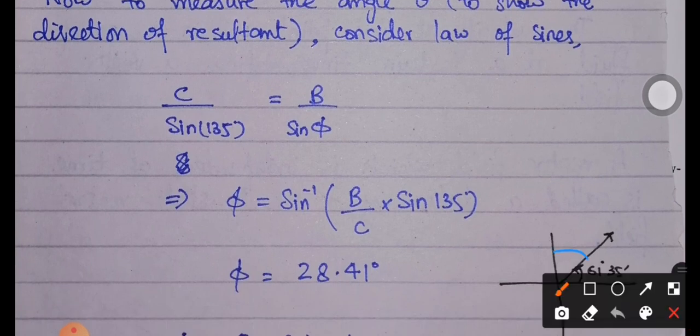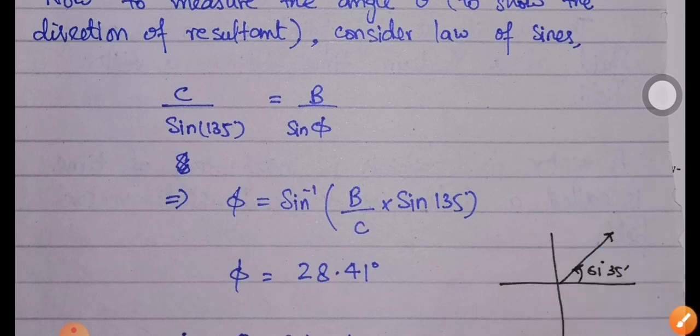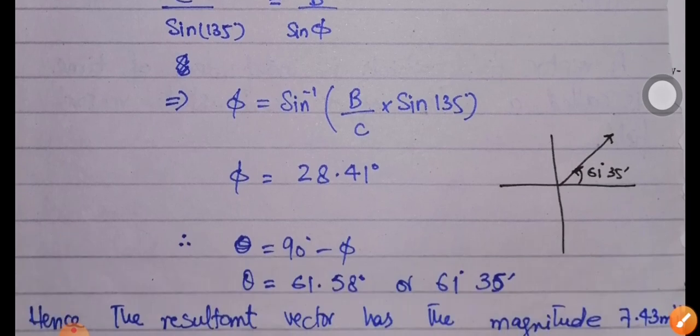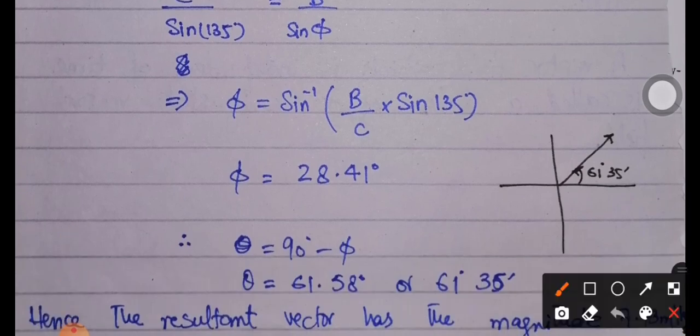So if this angle is 28.41, we can subtract this angle from 90 degrees in order to get the corresponding angle theta, which is 61.35 or 61 degrees 35 minutes. You can write the answer in this form or in this form, it's up to you, that this is basically the decimal degree and this is the degree minute second system.